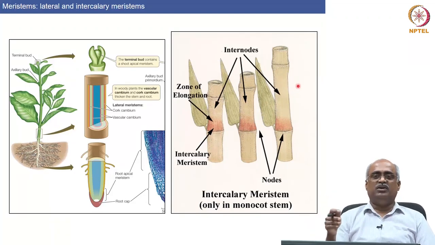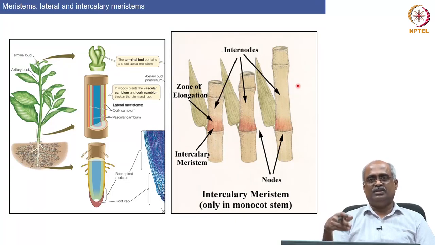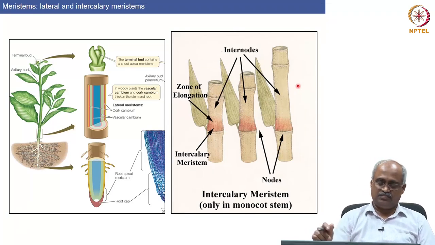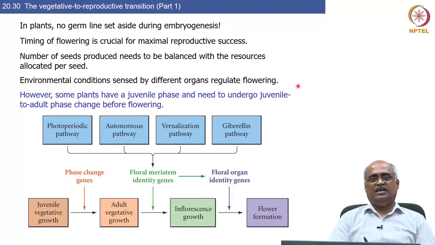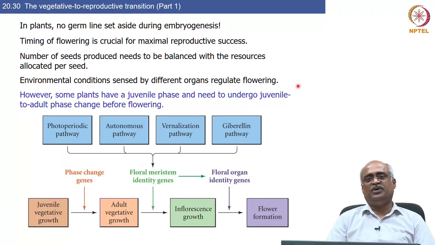So we have learnt about shoot apical meristem, root apical meristem, and then we saw what kind of tissues come from them, and now we have learnt about the intercalary meristem as well as lateral meristems. Okay, they respectively work in monocots and dicots. All right, so now I'm going to skip how the leaves form and how the vegetative growth happens and develops. Instead, we assume the plant has grown to the adult stage, and now how the reproduction starts.